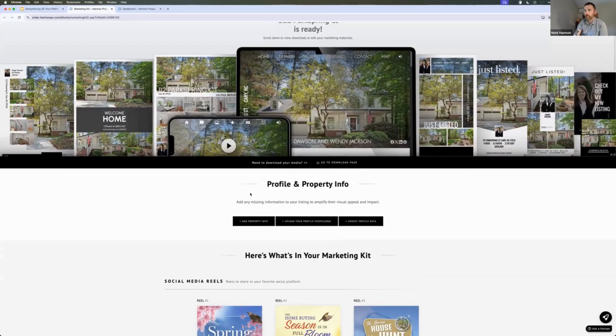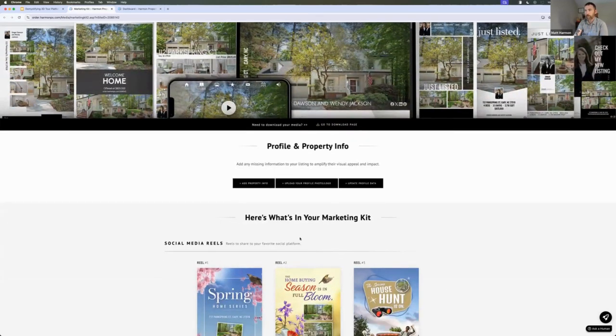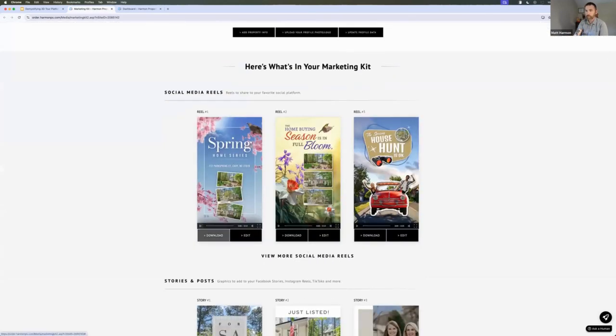At the top here, you've got property information. This is where you can edit the words you want to say about the property, the price of it, all of that kind of stuff. All right, here's what it comes with. It generates reels for you. It'll just take the photos you've already paid for and put them in a reel.